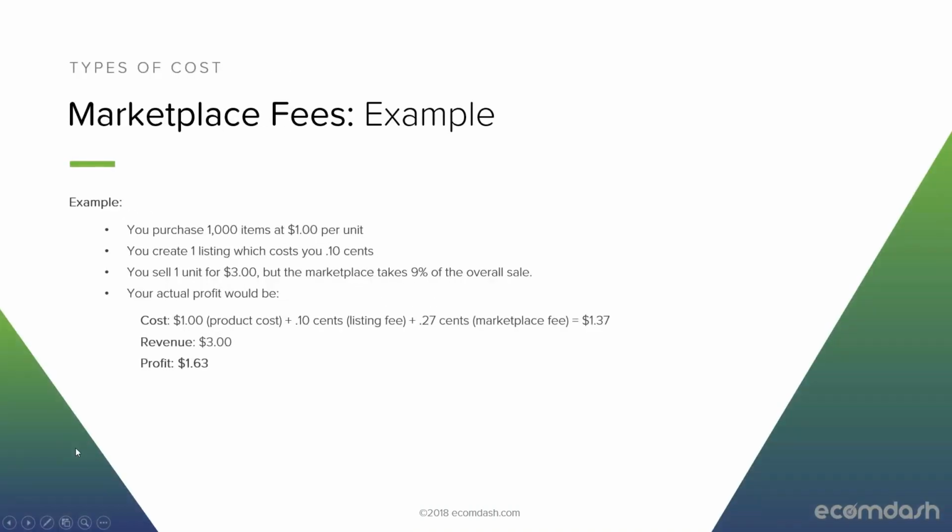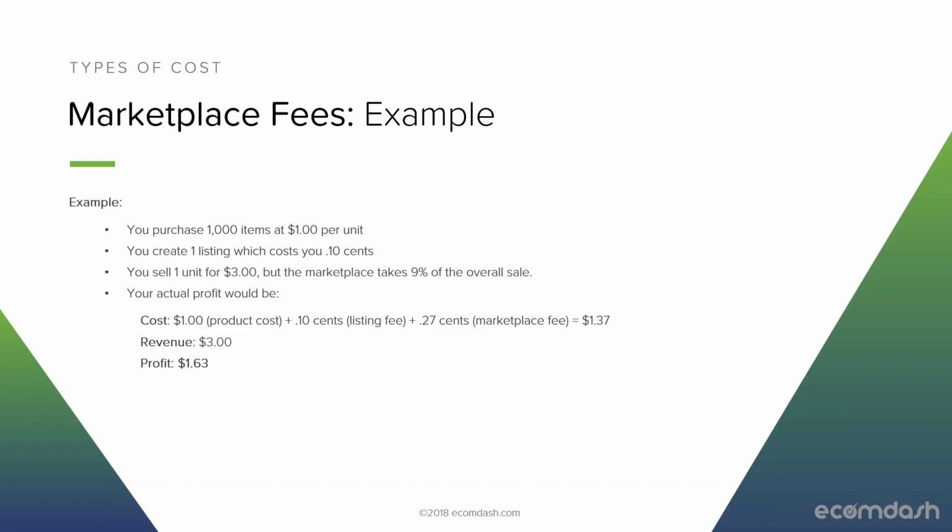Just a quick example here of a marketplace fee. So if you purchase 1,000 items at $1 per unit and you're creating this listing on a site where they charge you 10 cents per listing, you sell that unit for $3. So just going off this method of, all right, well, I purchased it for $1, sold it for $3, I made $2 profit. But we also have the listing fee of 10 cents, and the marketplace takes 9% of the overall sale in this situation. So your actual profit is not $2.